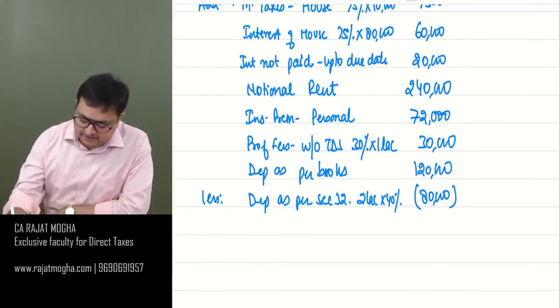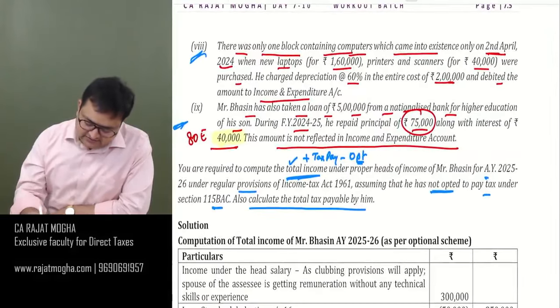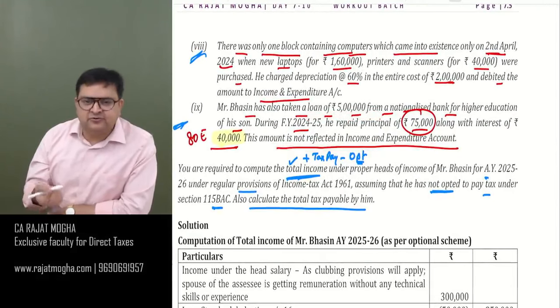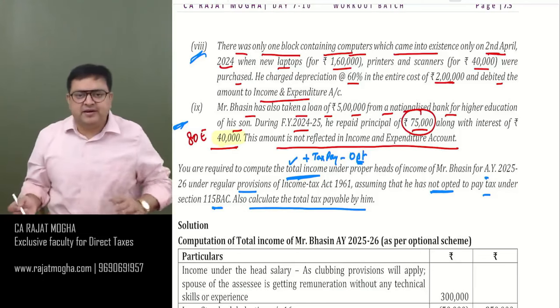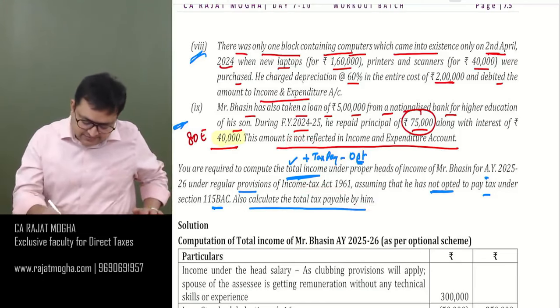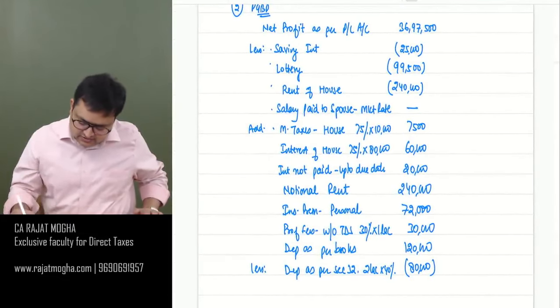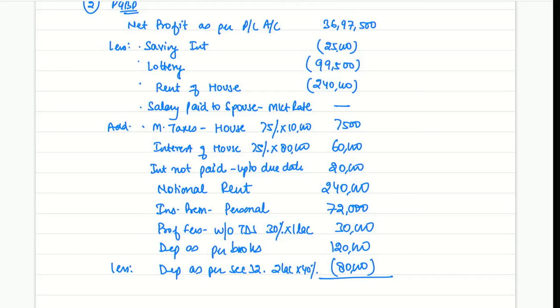Then any other thing? Haseen has taken a loan for education and which is not reflecting in income and expenditure account. So it's a personal thing and it's not disturbing my P&L account. So I need not worry about it. I think everything is done. So tell me his profit. What do you think it is? Do the calculations, please.